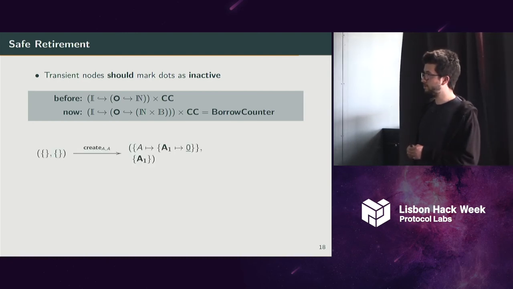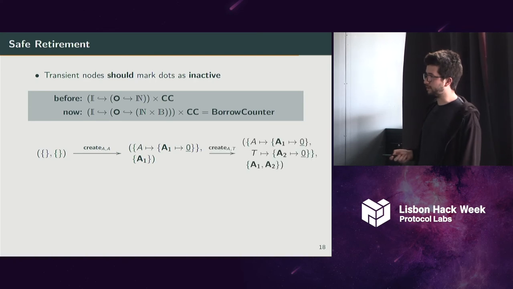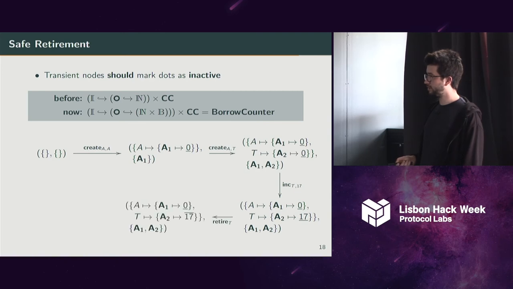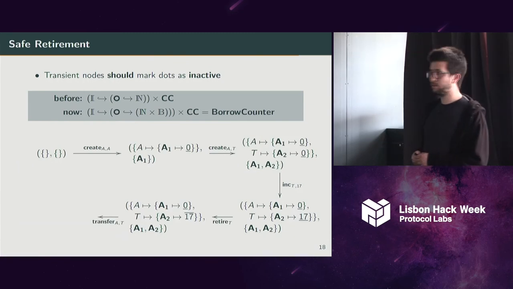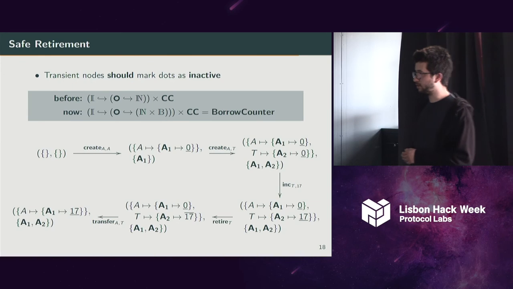And this is the final design of the borrow counter. So same example. And now you see that the dot is active. Same example. Now it increments. We have this dot active. And now to retire, we simply mark it as inactive. And now when A sees this, it will understand that T wants to leave the system. All its dots are inactive, so I can just transfer all those increments to me.